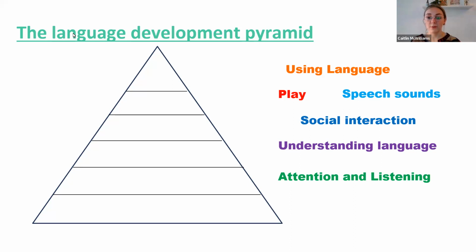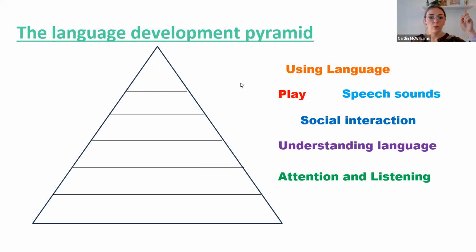Understanding language. Yes, that's definitely close to the bottom. Absolutely, because we definitely need to be able to understand the language before we can use it. Attention and listening. Yes, that's definitely near the bottom as well. There's just one more thing that comes below all of those, which is social interaction. So that kind of encompasses all of these aspects together. We need social interaction to be able to do any of these parts of language as well. So that's what's at the bottom.